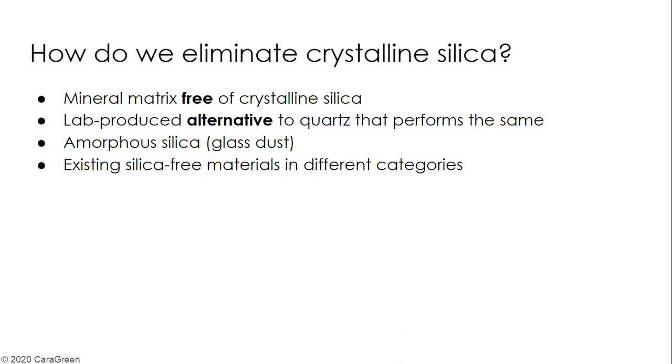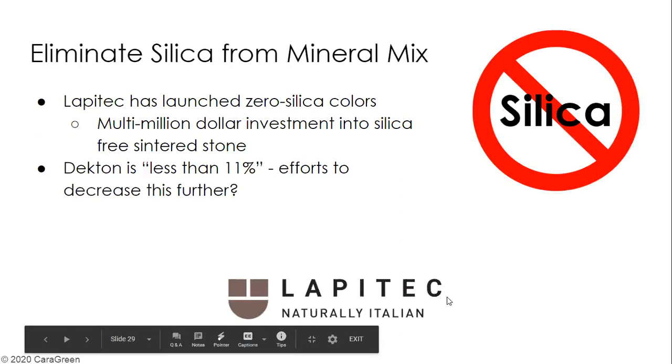Amorphous silica, glass dust, and then existing silica-free materials. So different categories, non-stone materials that already are free of silica. And we'll talk a little bit about what those are. So eliminating silica from the mineral mix.